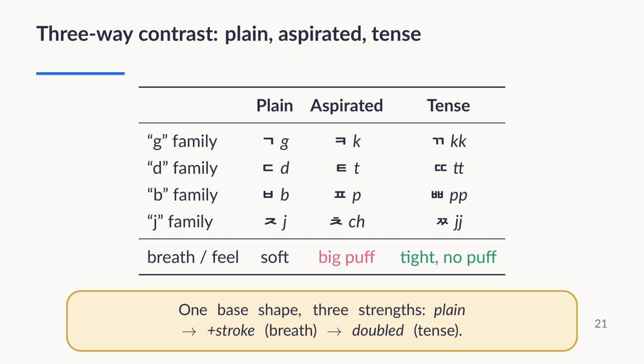pronunciation for an English speaker. Everything from here is easier. Take a moment to say one full family out loud, top to bottom, ga, ka, kka. Feel the difference in your breath and your muscles each time.